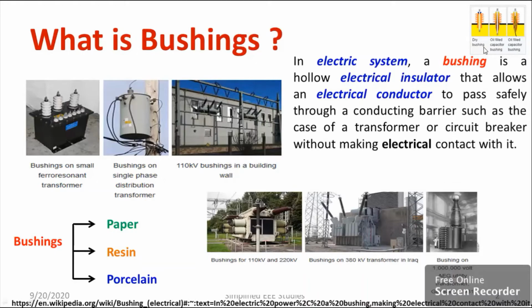There are different varieties of bushings, like dry bushings. You can observe the diagram of dry bushings. Similarly, oil filled capacitor bushings are also available. So it depends on the circumstances, you can use whichever type of bushing is most convenient. Normally, three types of materials are employed for bushings. That means paper, which will act as a dielectric material, then resin and porcelain. However, porcelain materials are commonly used.